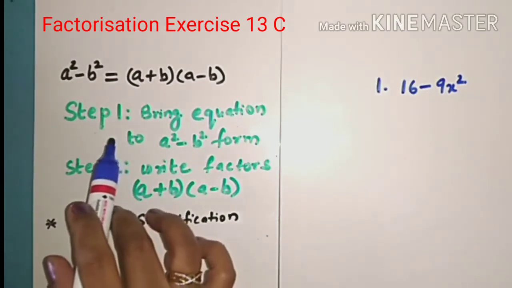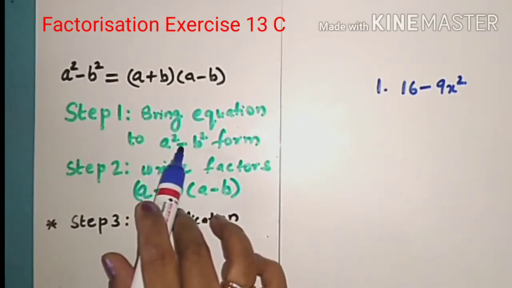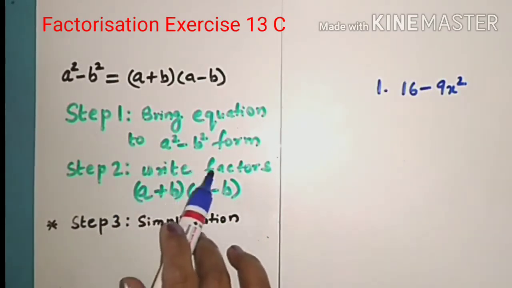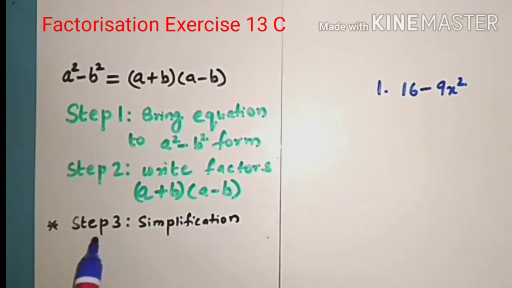What are these steps? Step 1: bring the equation to a square minus b square form. Second step is just write the factors a plus b, a minus b. Some of the sums may require a third step, which is simplification.